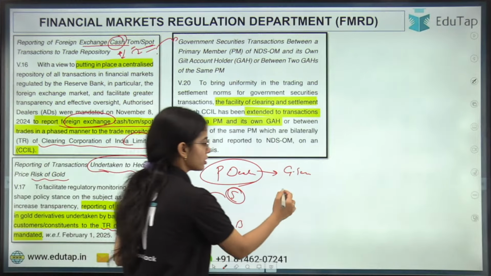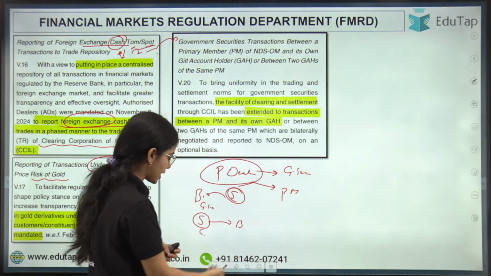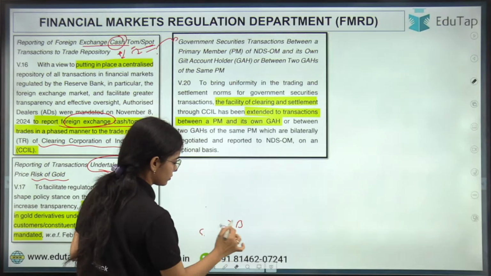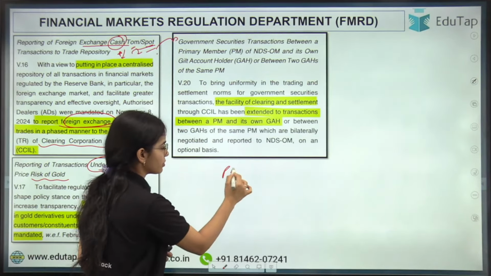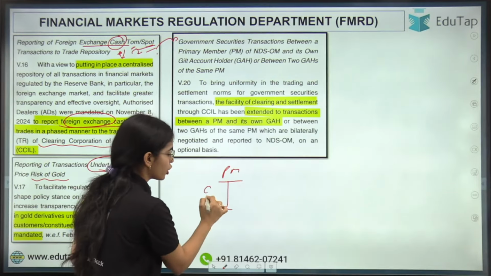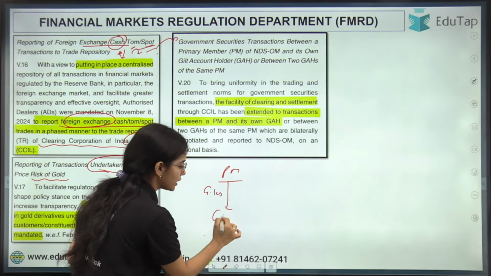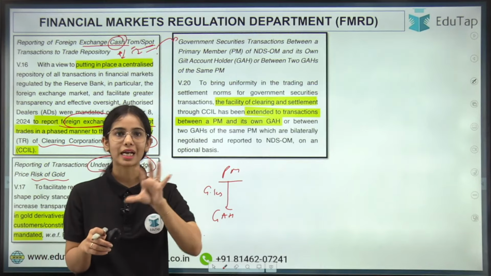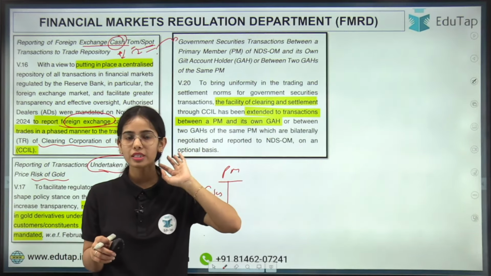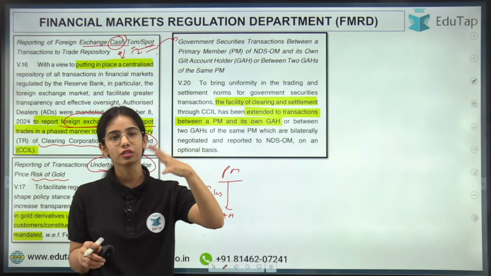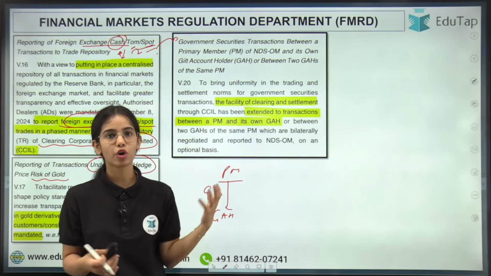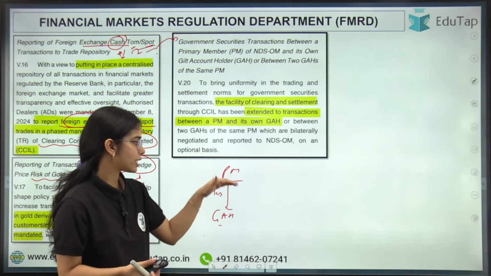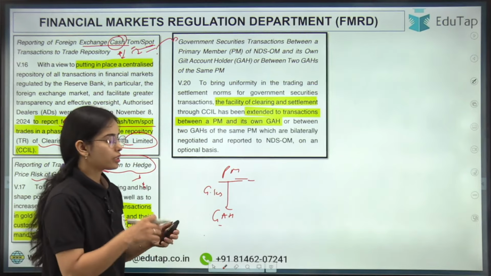Now the primary members, the primary dealers as well as the other primary members, if they are trading in government securities with their own gilt account holders. You and me, we are retail investors that can invest in government securities, but we have to trade government securities in the secondary market through the primary member. Okay, so let's say gilt account holders are connected with the primary market, with the primary member.